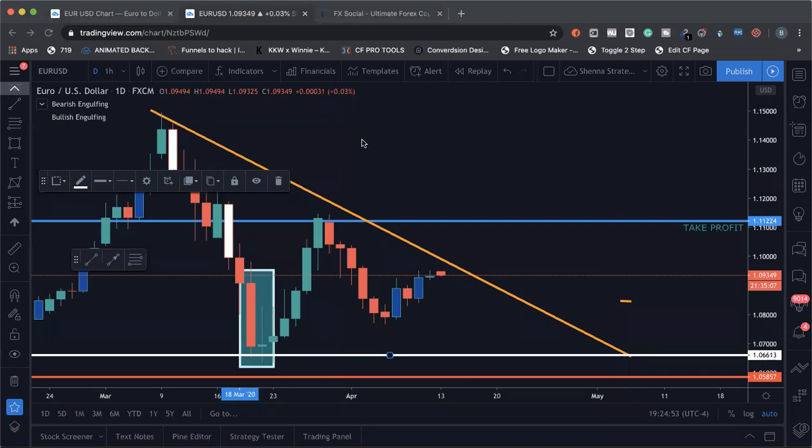Let's see. Sales. Exactly. So we're looking for sales. But I want to show you a trade that I took in this market, which was a buy. And we're going to go over it in a minute because I'm going to show you some strategies. And it's going to be a really dope strategy.